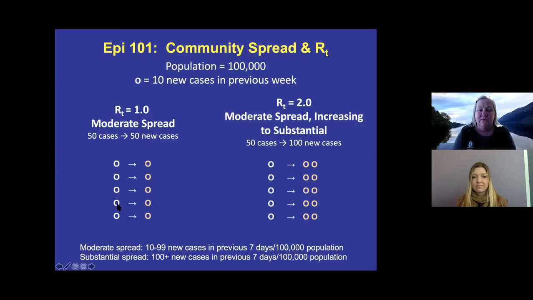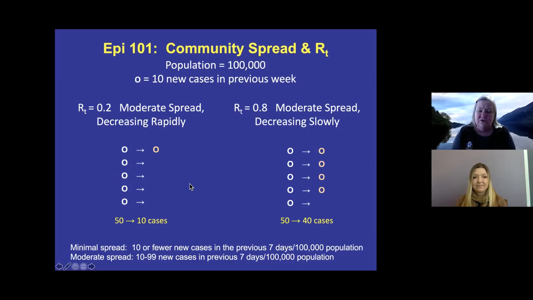Again, each one of these is representing 10 people. Here we have an RT of 2, and those 50 cases are now each going to infect 2 people. That's what the RT stands for. So we've gone from 50 cases up to 100 cases. We have a community that was in moderate spread, and an RT of 2 has now increased it to substantial spread.